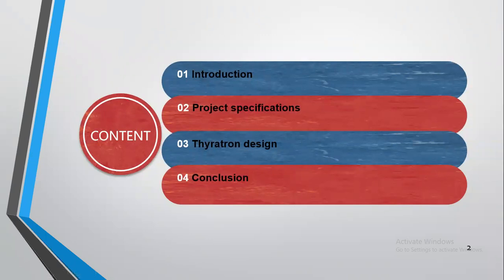The content of this course: first of all, introduction. I'm going to present the Thyratron, its background, and how it operates. Second, project specification, the specification of the whole project and its parts. Third, Thyratron design, the design of the Thyratron itself, and finally a conclusion of our design and how to improve it.